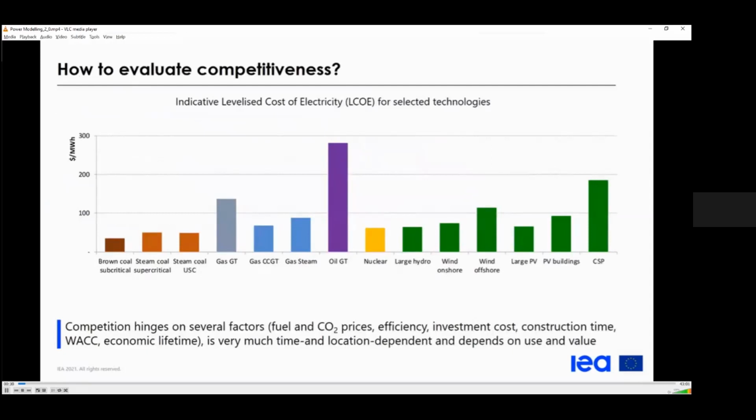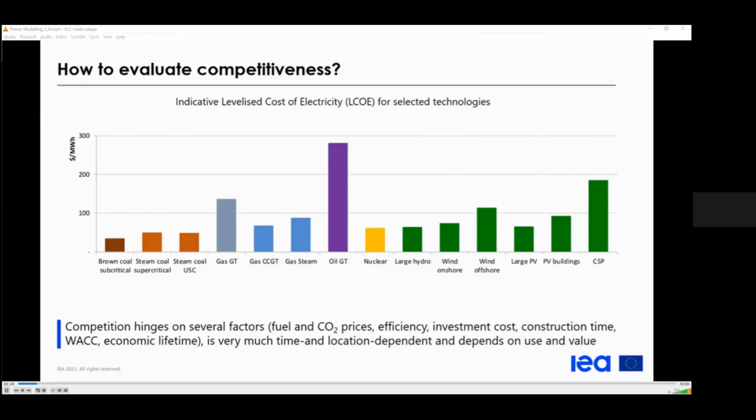One very important aspect is how to evaluate the competitiveness of the different electricity generating technologies. Competition depends on several factors, of course cost components, but also when the plant is used, the time of use, and where. For example, if there is grid congestion in a specific location. It also depends on the value side of things, the value of electricity generated, and prices, of course, which could be higher generally at peak demand time.